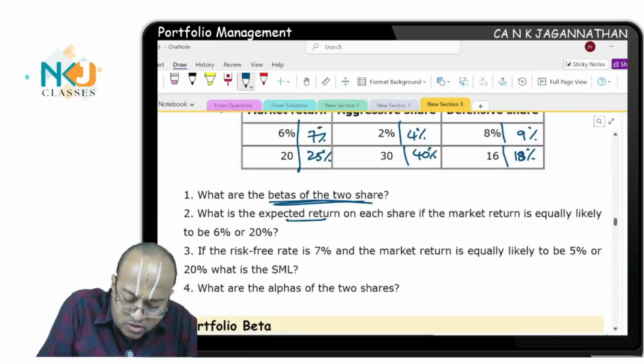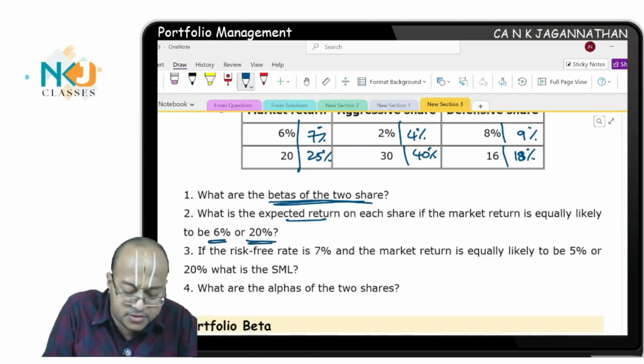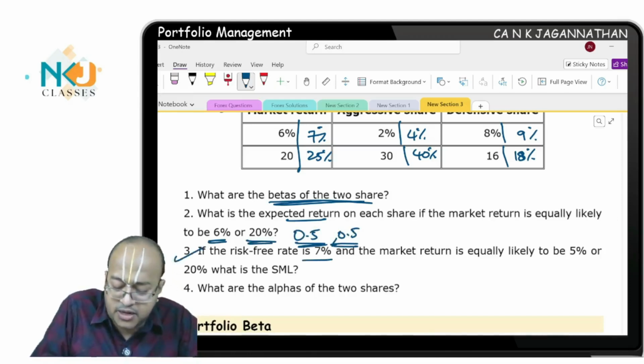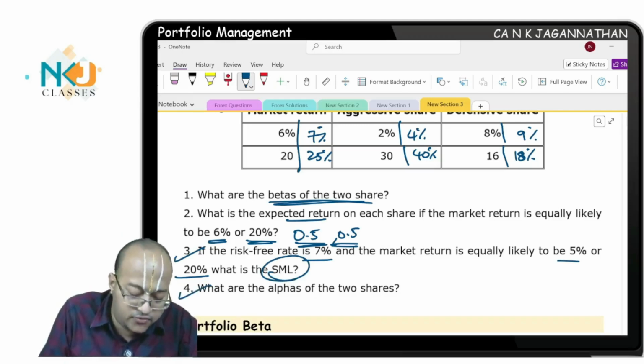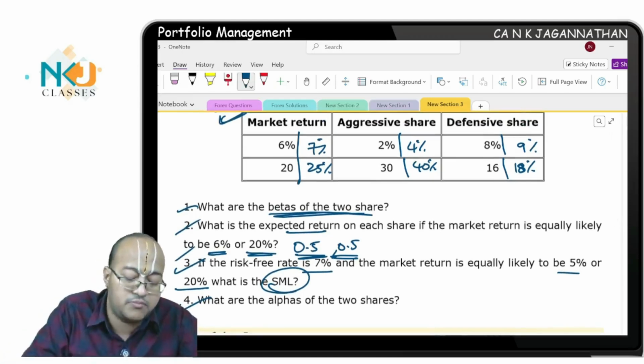What is the expected return on each share if the market return is equally likely to be 6% and 20%, which means they are assigning probability 0.5? If the risk-free rate is 7% and the market return is equally likely to be 5% and 20%, what is the SML? What are the alphas of the two shares? These are all the questions given. First we will start with beta. What are the betas of these two shares?